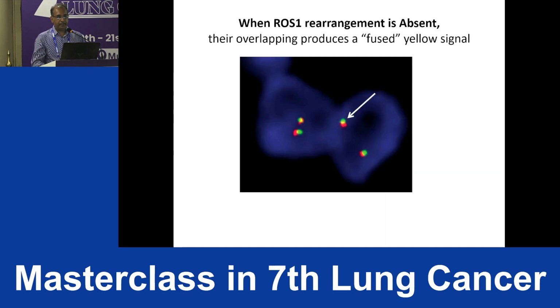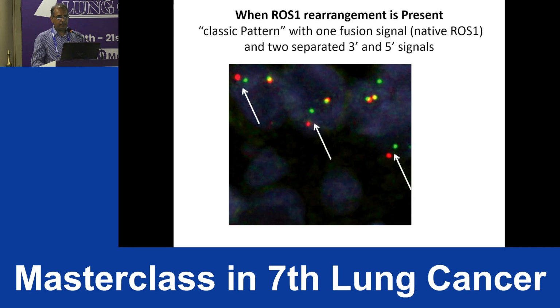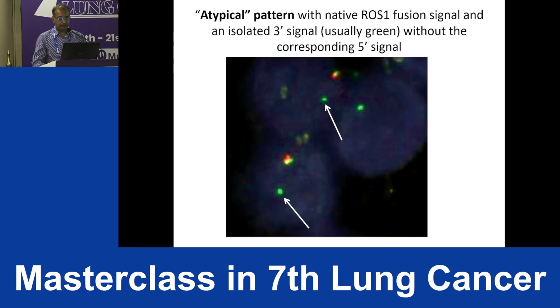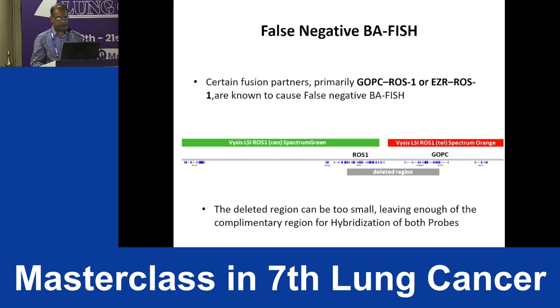So this is a negative test. When the ROS1 rearrangement is absent, there is no break apart and we can see a fused yellow signal. This is the positive test, in which the arrows show the break apart. The two signals are separated by twice the diameter of the signals. And this is the atypical pattern which is positive, in which there is the native ROS1 fusion signal and one isolated 3' signal without the corresponding 5' signal, which is also a positive test.